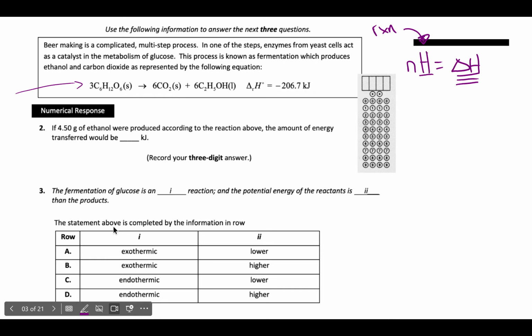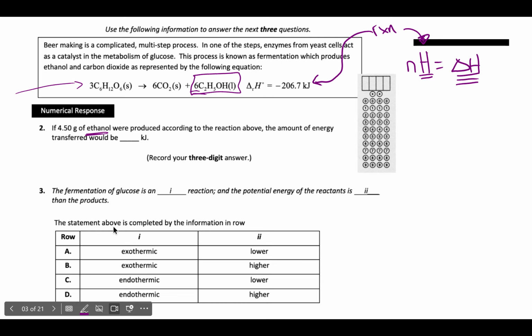So it gets confusing because it doesn't have a delta in front of it, but it's the delta H from the reaction per mole of what it's asking about. So in this case, it's ethanol, and ethanol would be this one here. So per 6 moles. So when you go to fill this in, we would start by getting to moles.